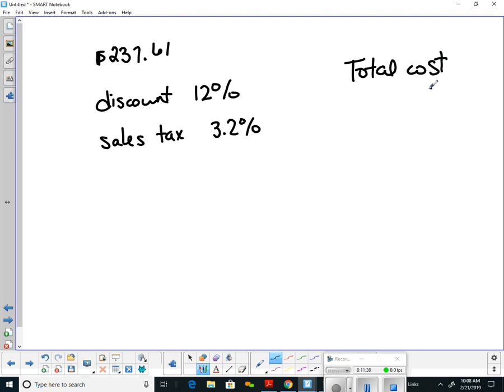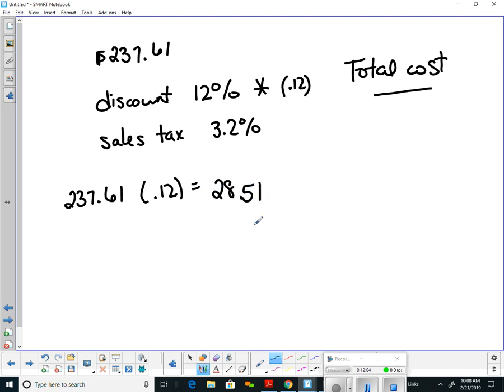Now, on this one, you have to do discount first and come up with a new price. So we're going to take our cost of their stuff in their buggy, times it by this as a percent, which is 0.12. That's going to tell me the amount of discount, which is $28.51. So I'm going to take that price and subtract $28.51.